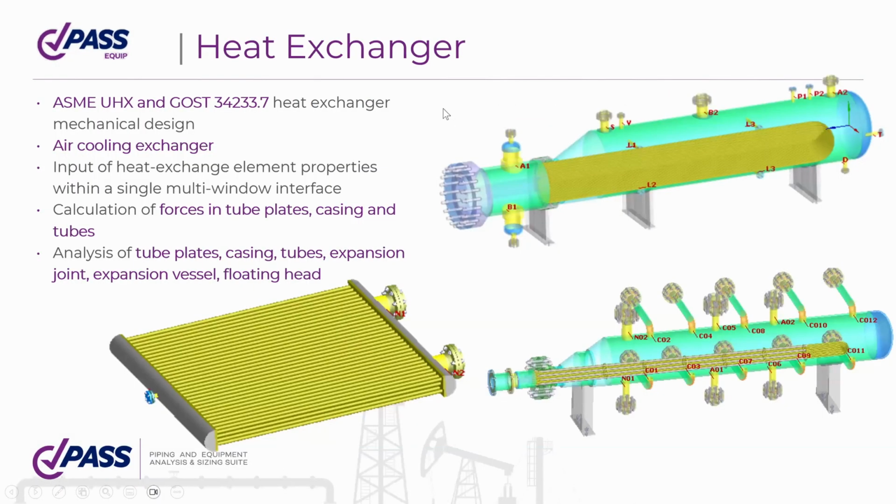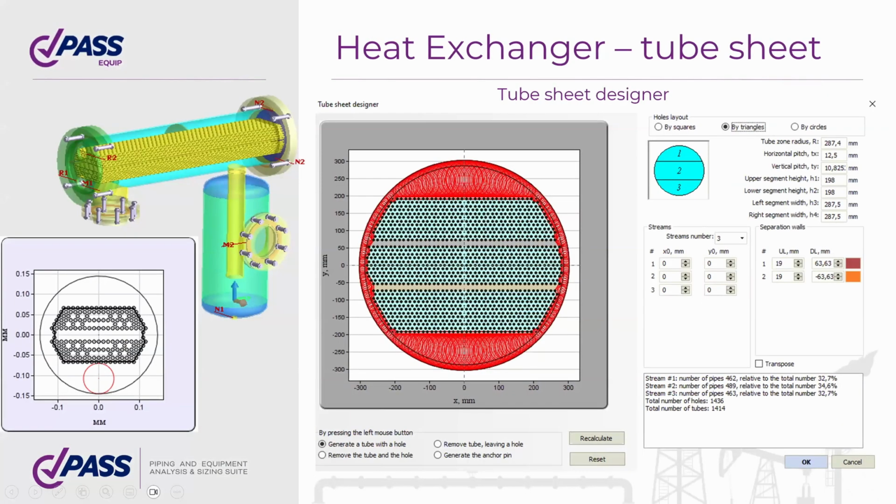For heat exchangers, we have different types of shell and tube exchangers, and also air cooling exchangers. And we calculate all parts of these heat exchangers, but we have an especially powerful tool for tube shape modeling. We have a tube shape designer, which allows you to define any kind of complex tube shape geometry.